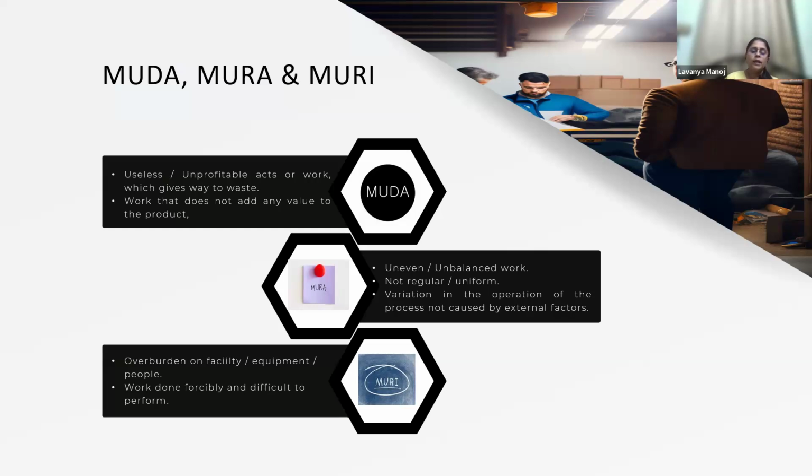Muda is to avoid any useless and unprofitable acts of work which don't add any value to the product, or any value to your profession or to your personal life. And Mura is something which is uneven or unbalanced work. So don't follow this as well. Have a balanced work system. Whether it's professional work or personal work, have a balanced, even working lifestyle. Then, Muri: avoid overburdening. What you can do is plan in advance. If you have a timetable, schedule your time accordingly, so that you finish your projects or your professional or personal work on time.